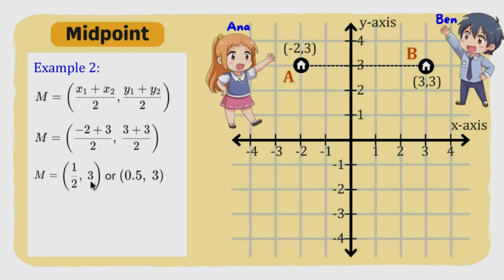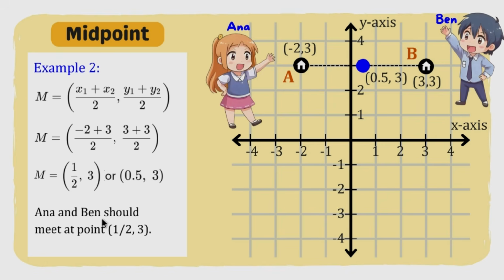There you go. Ang ating midpoint ay pwede rin naman pong decimal. 0.5 or 1/2 is the same. And then, ang ating y-coordinate ay 3. So, we can plot the point here. It's on 0.5 and then positive 3. So, Anna and Ben should meet at 1/2, 3 or 0.5, 3. Okay, ganun po ang pagkuha ng midpoint, whether it is horizontally aligned or vertically aligned.